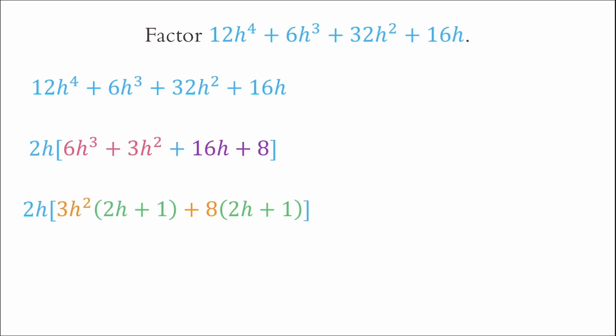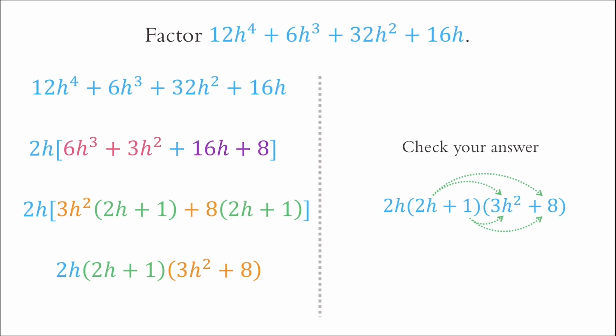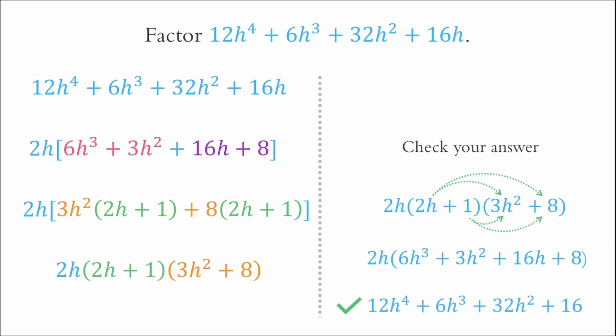Now we can factor out 2h plus 1 to get 2h times 2h plus 1 times 3h squared plus 8. None of the expressions in parentheses can be simplified any further, so our final answer is 2h times 2h plus 1 times 3h squared plus 8. Let's check our work by expanding the factors. After multiplying, we get the original expression, so our factors are correct. Great! Let's do one more.